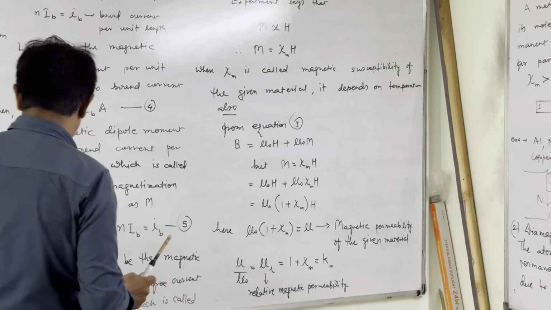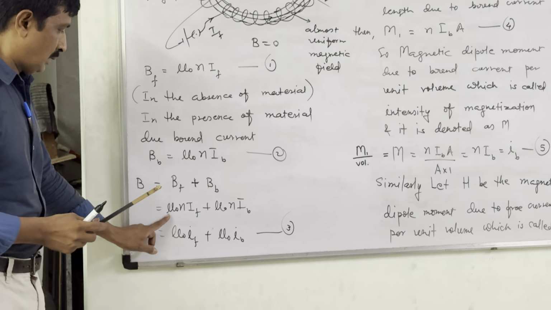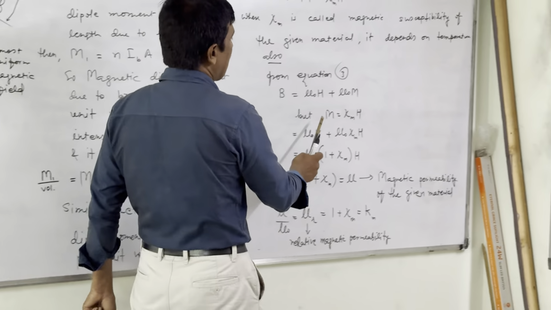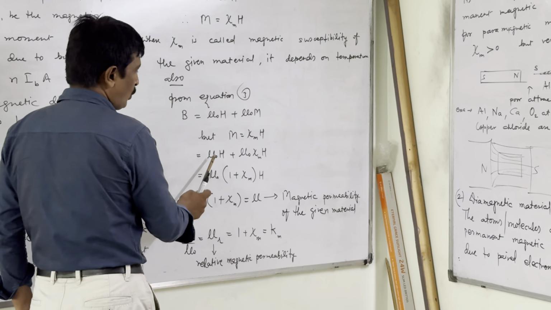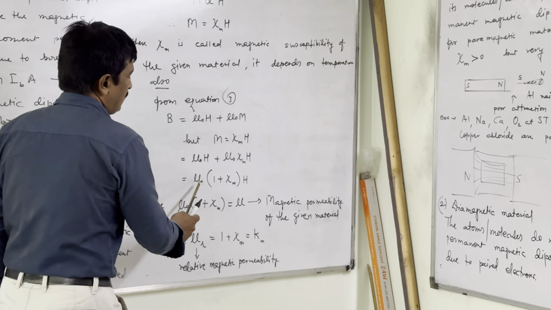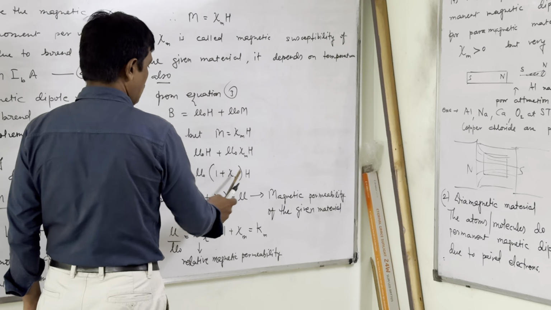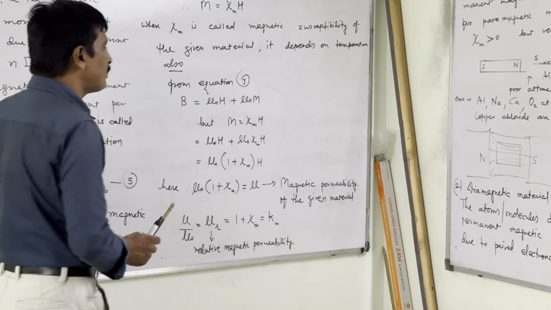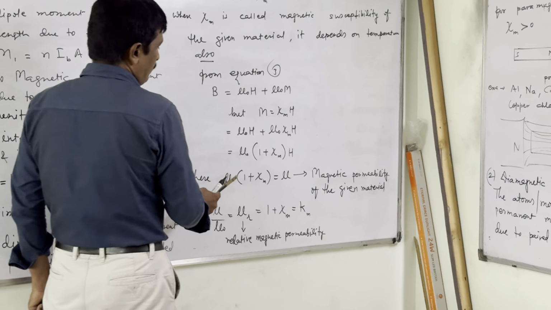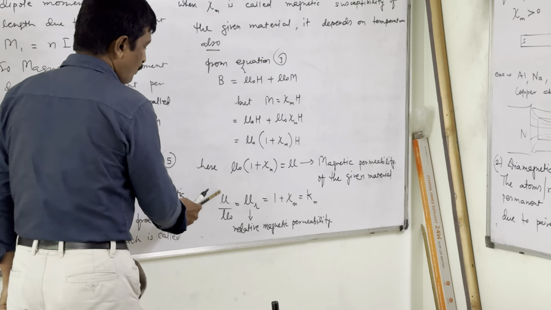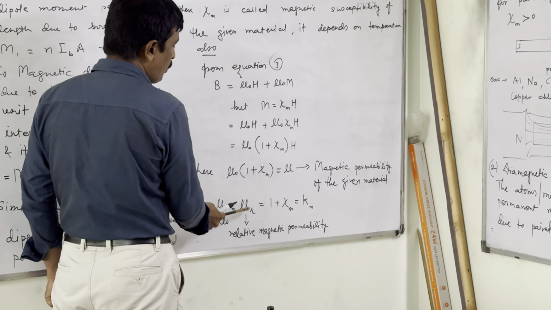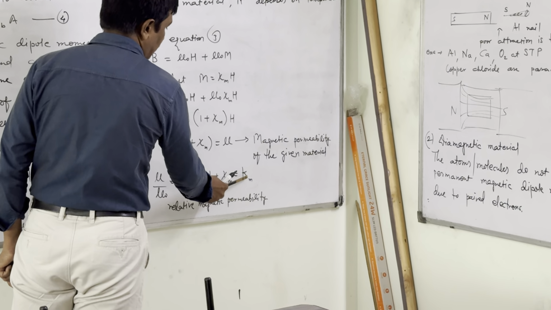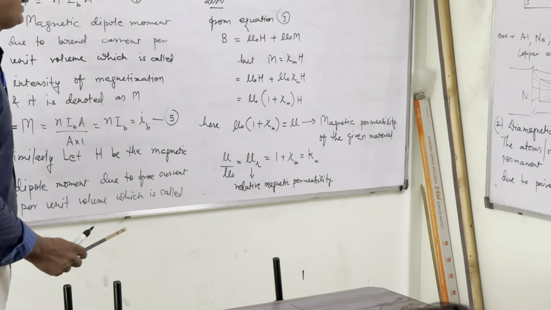So the final magnetic field B is what? This one. B is mu naught H plus mu naught M. But M is chi m H. So mu naught H plus mu naught chi m H. Mu naught into 1 plus chi m, into H. This term is called the magnetic permeability of the given material. Mu naught into 1 plus chi m equals mu. So mu by mu naught is called relative magnetic permeability. It is 1 plus chi m, and it is denoted as capital K m. Relative magnetic permeability.